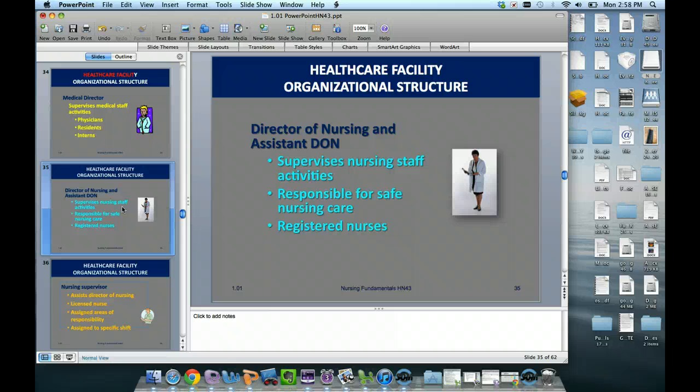Then you have the director of nursing and the assistant director of nursing, whose job is to supervise the nursing staff's activities. They're responsible for ensuring safe nursing care to all patients, and the registered nurses function underneath them.